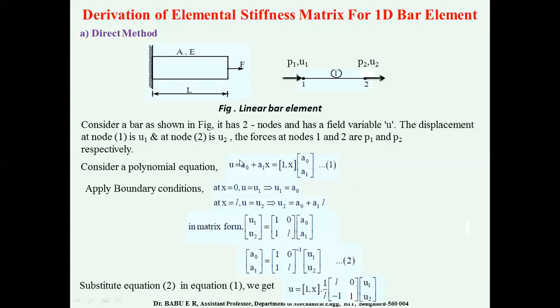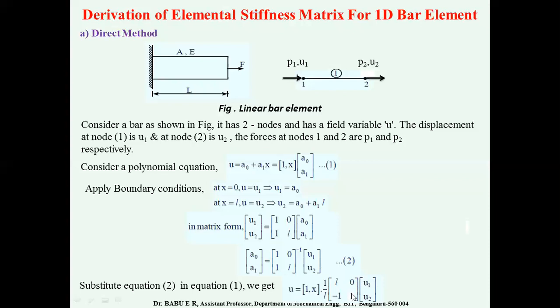So therefore the displacement model u equals 1 comma x into a0 and a1. a0 and a1 is this much, 1 0 1 L inverse u1 and u2. You find out the inverse of this. When you find out the inverse of this, the value will be 1 by L in the bracket L 0 minus 1 1 into u1 and u2.